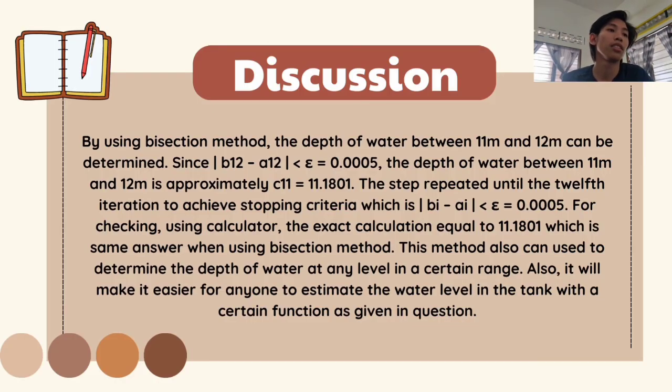So for discussion, this bisection method can be used to determine the depth of water at any level in a certain range. Also, it will make it easier for anyone to estimate the water level in a spherical tank, just like the question given. That's all from me. Thank you.